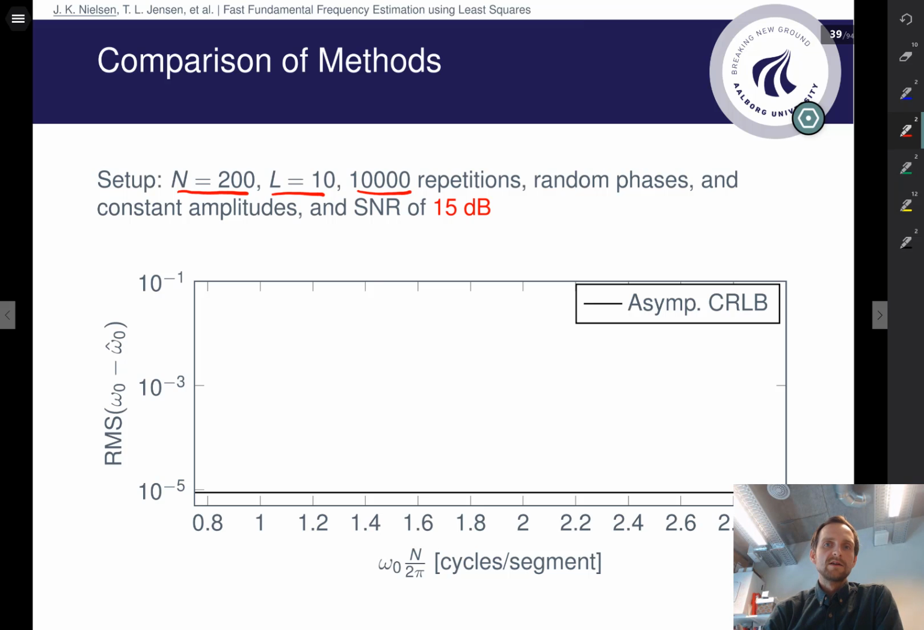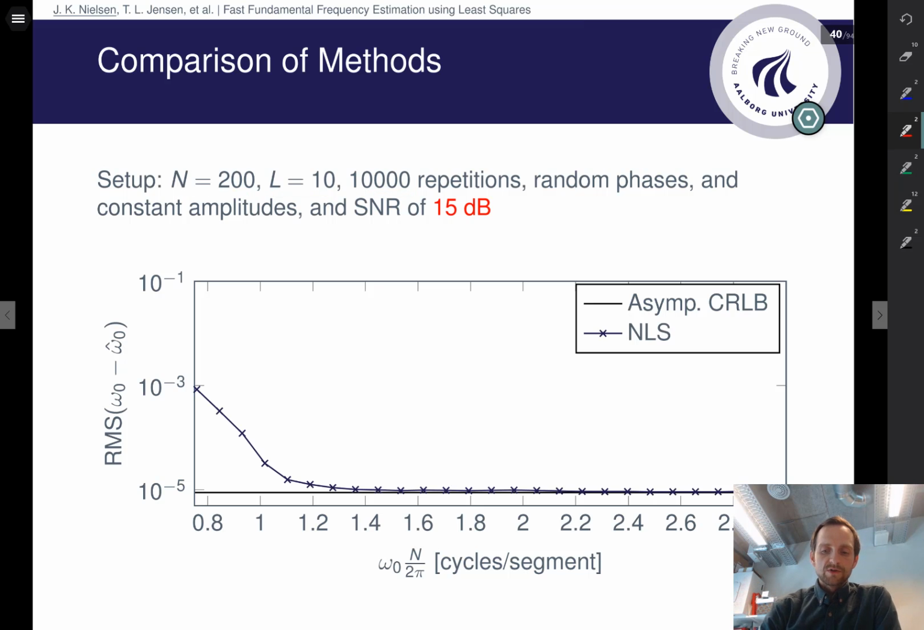So you cannot invent an estimator that will go below this bound here, unless it's biased, of course. But for an unbiased estimator, this is a lower bound. So this is NLS. You can see that when the fundamental frequency is very low, it's quite far from the bound, but as the frequency increases, it gets closer and closer to the bound.